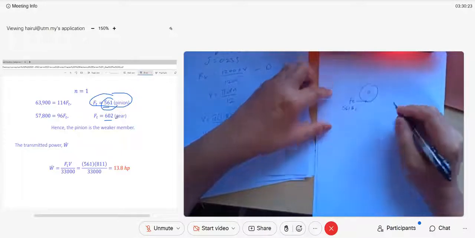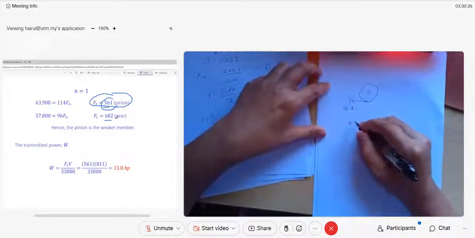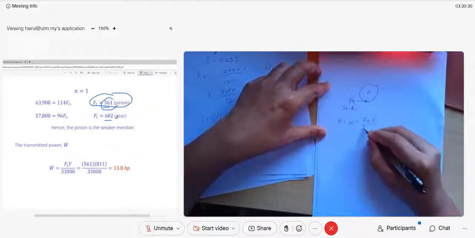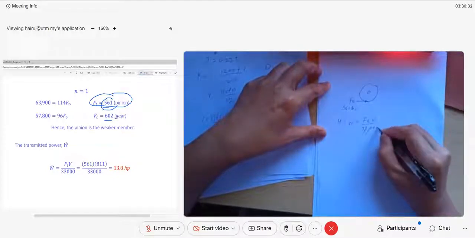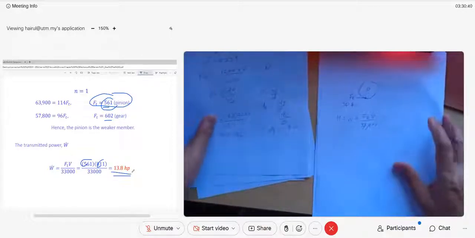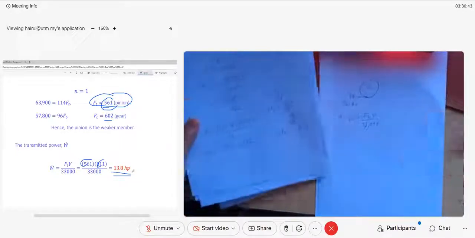So what is the power? Power, rate of work, H, equals F tangent times V over 33,000. You put the pinion value here: 561 times 811 over 33,000. So the maximum that the motor can carry is 13.8 horsepower. Do not take the gear's, because the power is from the pinion.